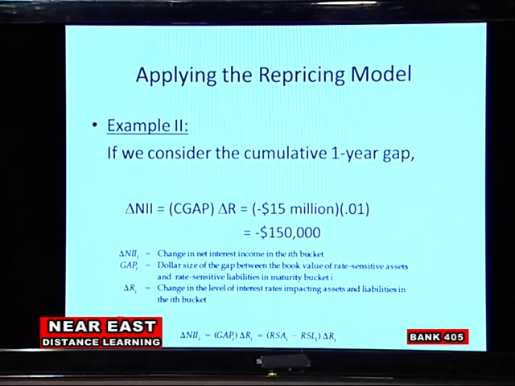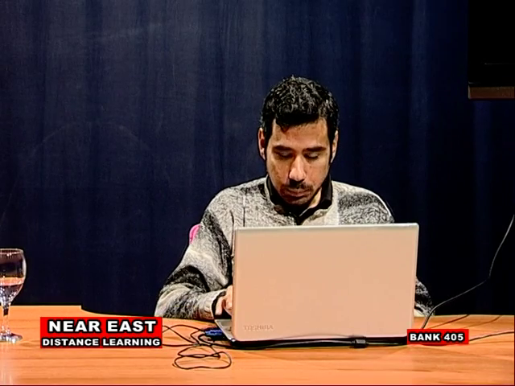If we consider the cumulative 1 year gap, the gap is $15 million, the difference between the assets and liabilities. The change in interest rate is 1%. We multiply $15 million by 1%, which equals $150,000, the change in net interest income.